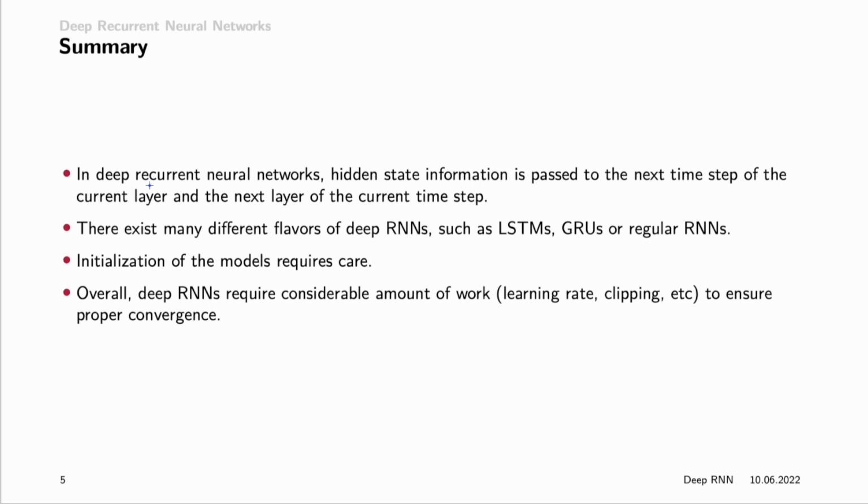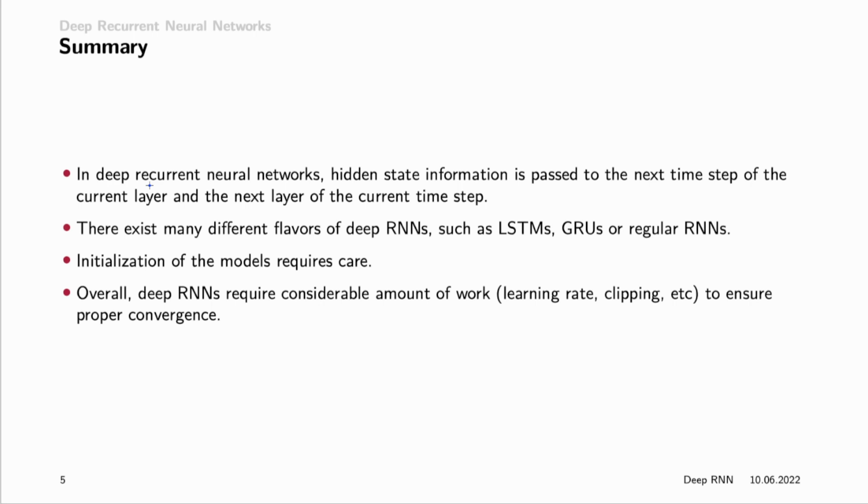Let's summarize. In deep recurrent neural networks, the hidden state information is passed to the next time step of the current layer and the next layer of the current time step. There, in principle, exist many different flavors of deep RNNs, such as LSTMs, GRUs, or regular RNNs. In principle, there are many places where we could apply nonlinearities, where we could connect multiple layers. At the gating, we can put layers of the whole units together, as we just did in this example.